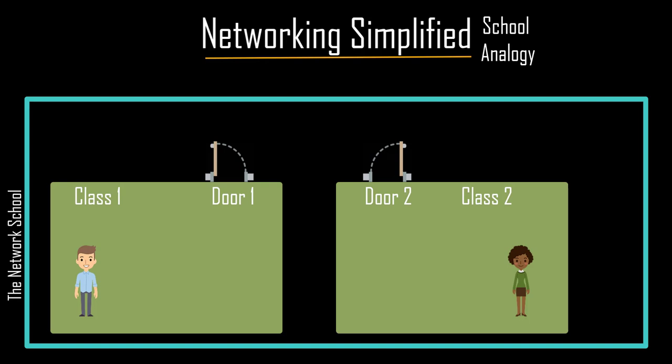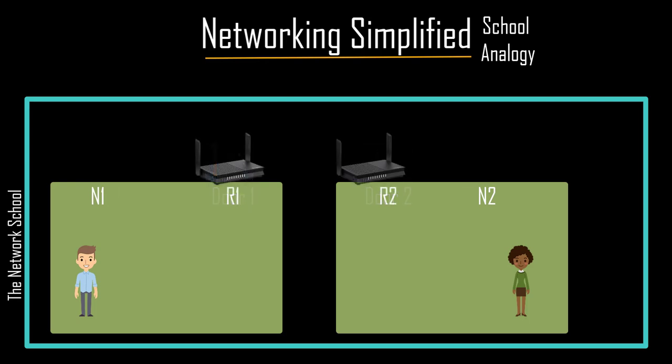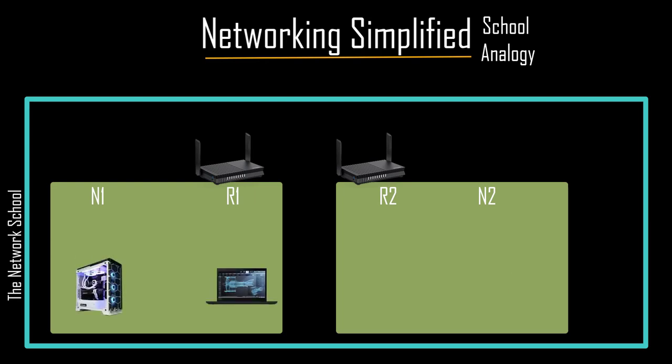Now, let's imagine that these classrooms are your networks. Let's call them N1 and N2. And these doors are your routers, R1 and R2. We're just naming them. Now, Rob and Mary are like your devices, like workstations, maybe a desktop, laptop, maybe a printer. And we'll call them device 1 and device 2. Now, if device 1 needs to send some information to device 2, this can be done within a network directly, without the help of the router.